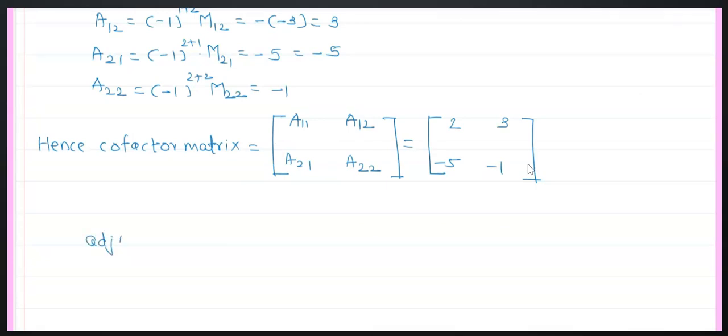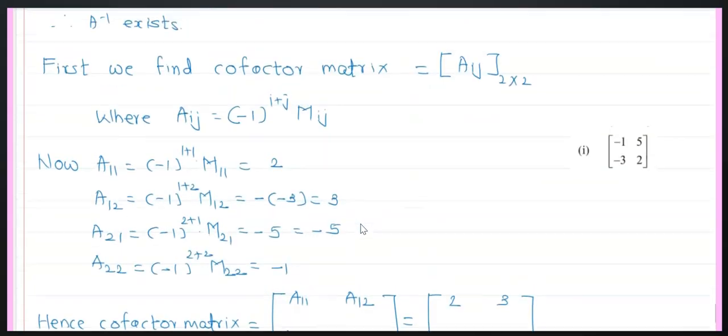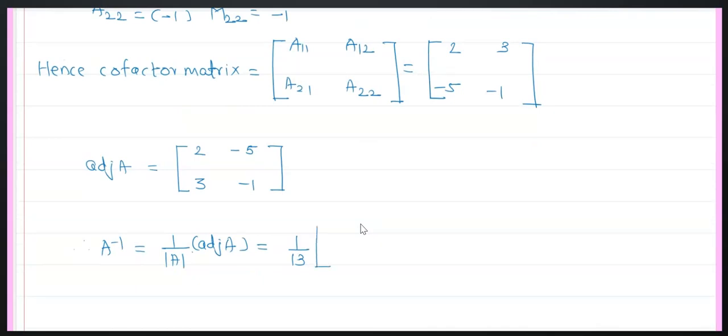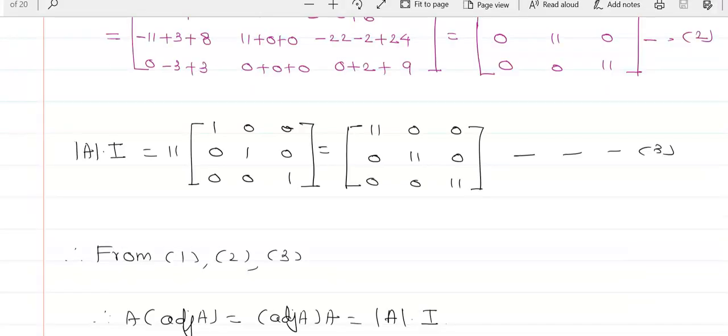Now its adjoint. That is, first row becomes first column and second row becomes second column. Therefore, A inverse is equal to 1 upon determinant of A into adjoint of A. Therefore, 1 upon 13, 2 minus 5, 3 minus 1. This is the answer. Also, you can write down from this here.